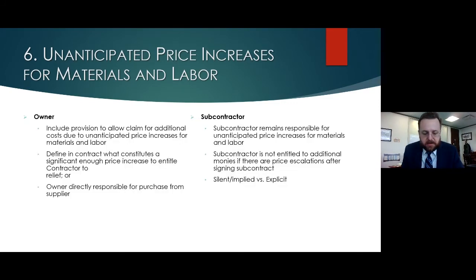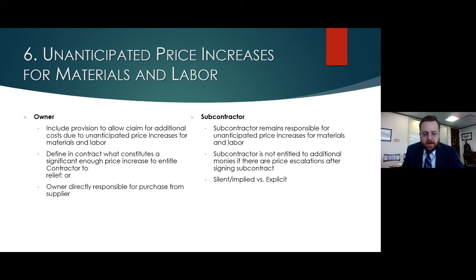How do we do that? With the owner, you would like an open-ended entitlement to recovery for price increases. Any price increases that you suffer, you are entitled to pass those on to the owner. Well, the owner may balk at that, and that may not be acceptable as an open-ended entitlement. So one solution to consider is an escalation clause with a trigger.